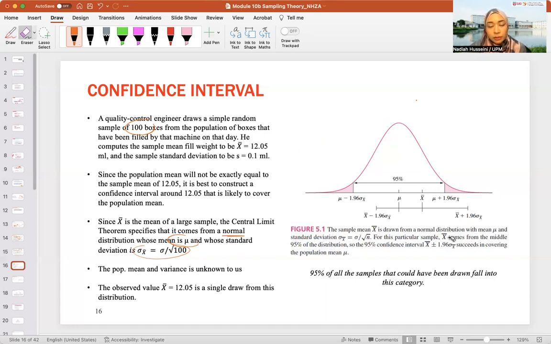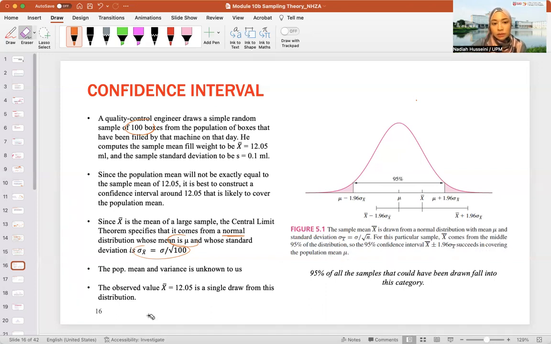So the sample mean is drawn from a normal distribution. From this particular sample, the sample mean comes from the middle 95% of the distribution. So if we are specifying a 95% confidence interval, this will be 95% from the center of this normal distribution. Then our sample mean will also have a 95% confidence interval. So here, the 95% confidence interval, sample mean plus minus 1.96 times the standard deviation of the sample mean, succeeds in covering the population mean mu.